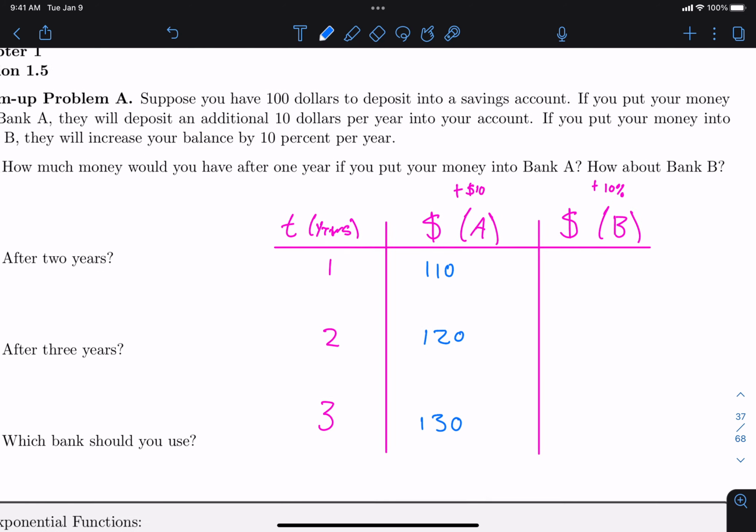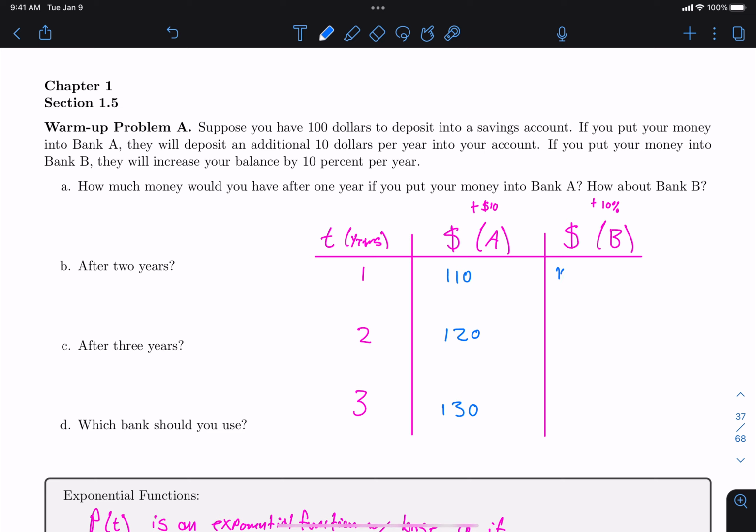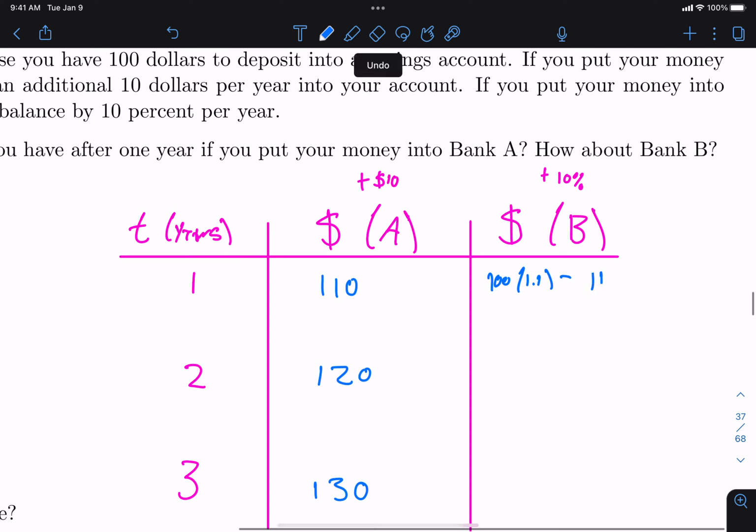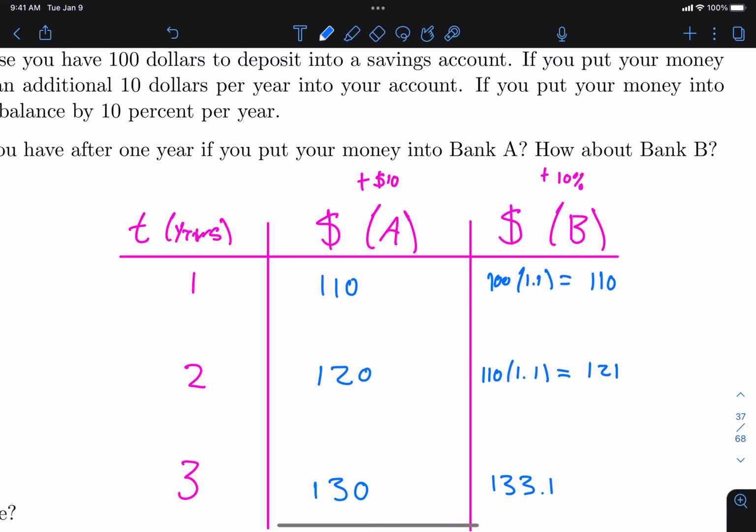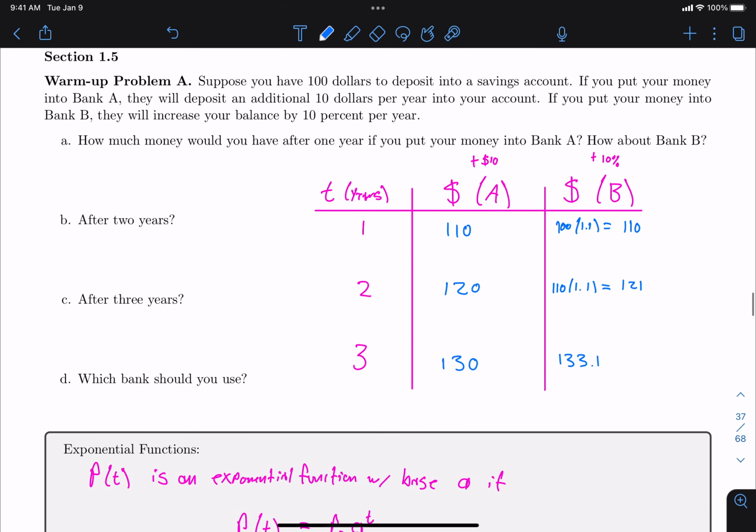But how do I figure Part B? What I do for Part B is I take 100 and multiply that times 1.1 to get 110. No problem, it's the same so far. But what happens next year? We take 110 and multiply that times 1.1. And then what do I have? Not 120, but 121, right? And then we're again going to multiply by 1.1, and at the end we're going to have 133.1.